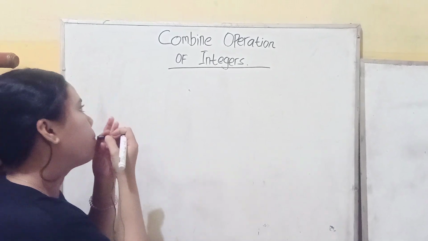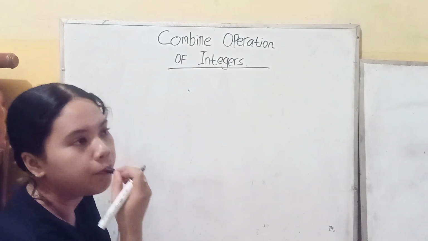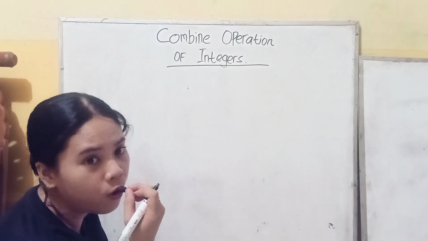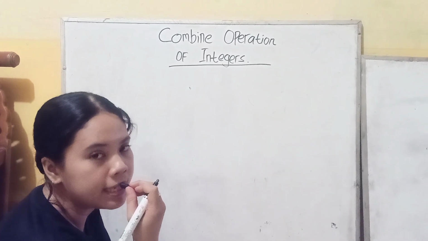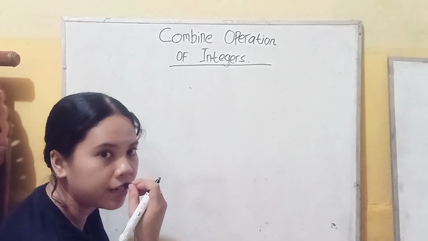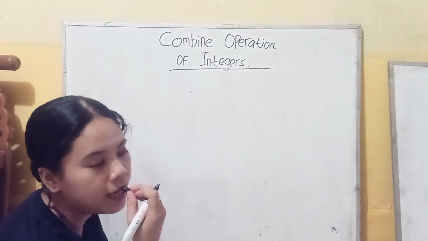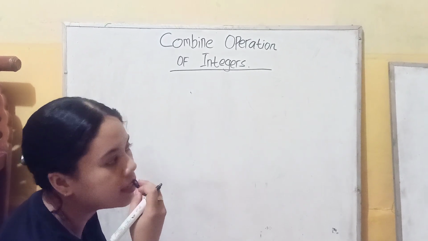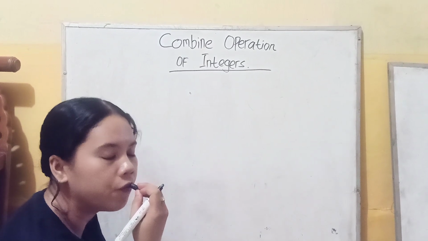So here, if we talk about combined operations, actually in math, there are four operations that are very familiar. The first one is additions, the second one is subtractions, the third one is multiplications, and the fourth is divisions. So now I just want to review for all of you guys.